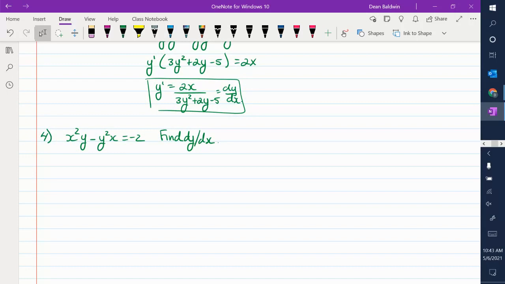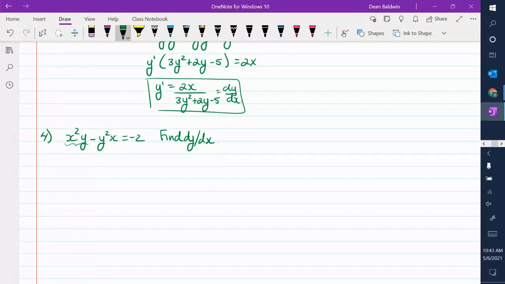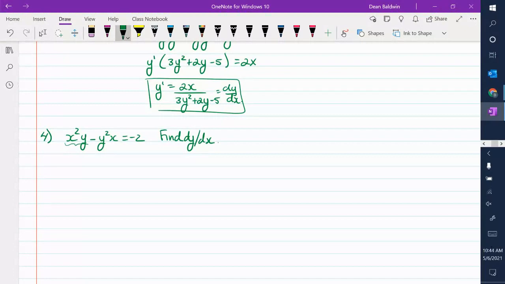So I have to take the derivative of the whole thing. Let's start with this bit here. That's two functions being multiplied together, which means you have to use what rule? Product rule. So product rule says the derivative of the first function, so the derivative of x squared with respect to x is what?